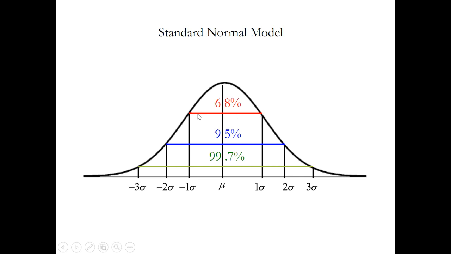68% lands within 1 standard deviation. 95% lands within 2 standard deviations, so we have 2 standard deviations below the mean and 2 standard deviations above the mean. Finally, 99.7% lands within 3 standard deviations. So within means both directions. Of course, we can also fill in each column, and it's very useful to do. Once you have a normal distribution, you want to draw this curve. And you're going to hear me say a lot: draw, label, shade.